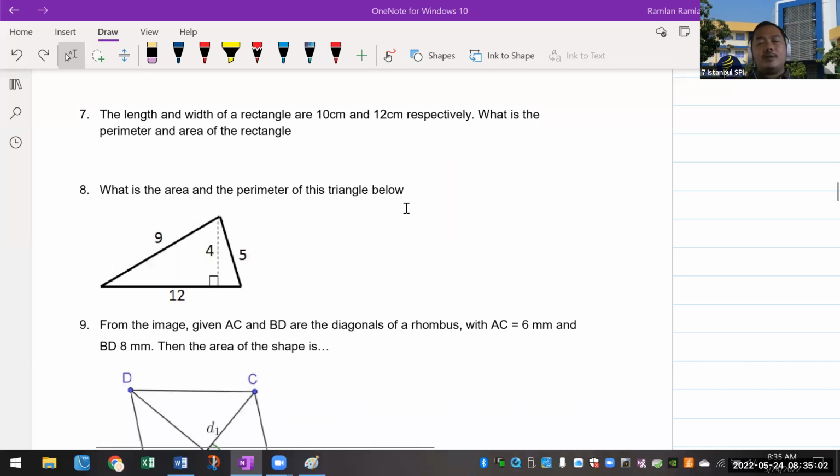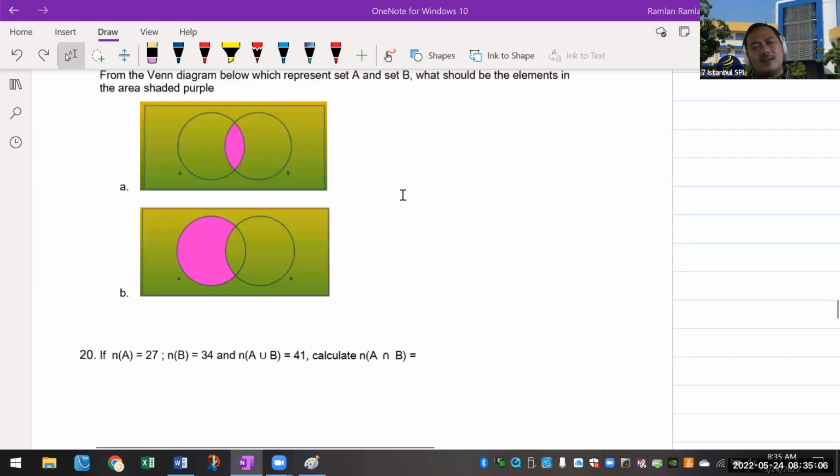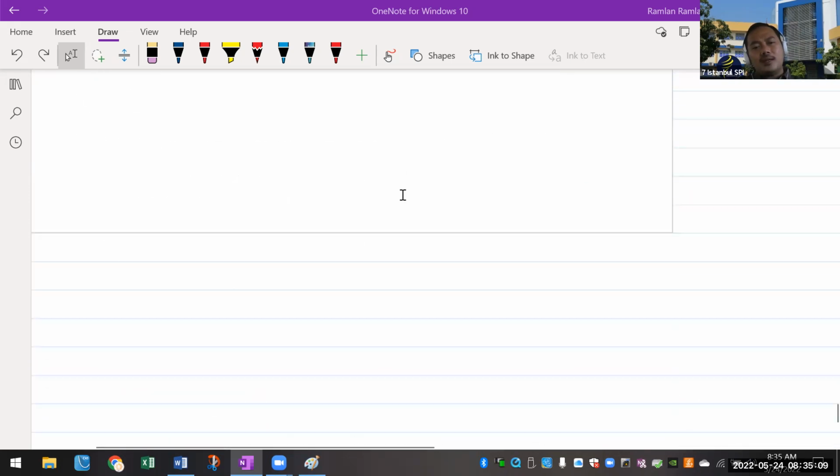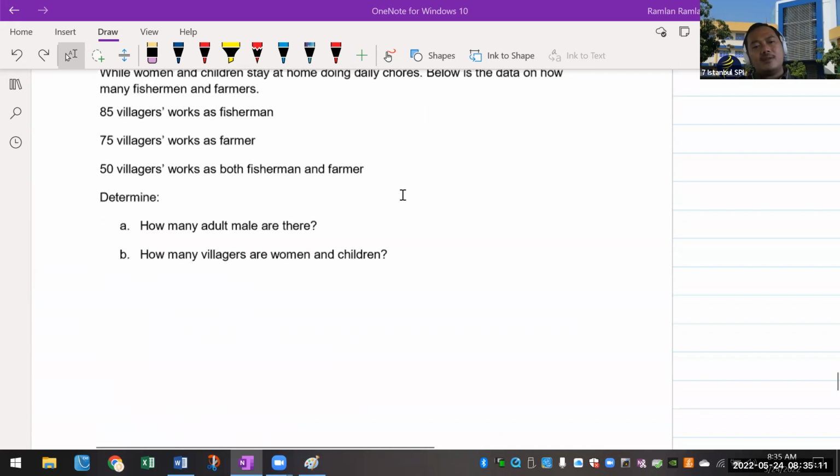So from the paper that I printed, I think I printed the formula booklet. Have I? Oh, I haven't. Oh yeah, nggak apa-apa lah.